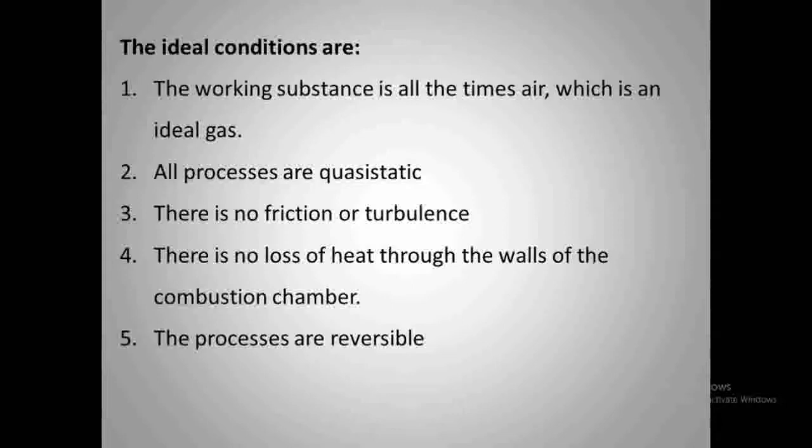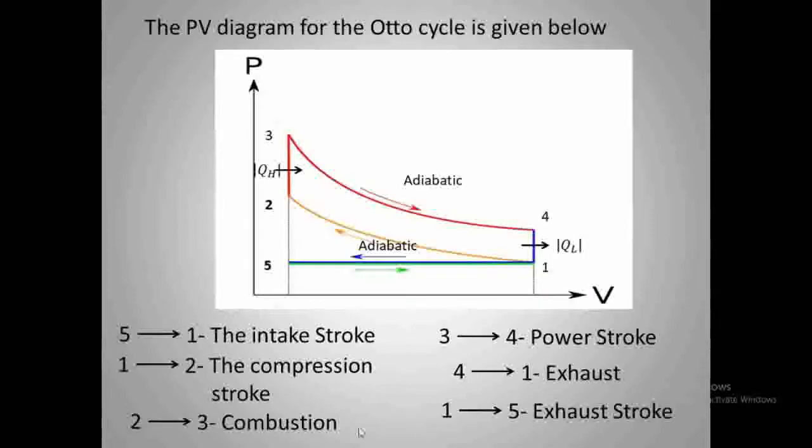What the efficiency depends on, everything we can calculate. So in order to calculate the heat transfer during the processes and the total work done during the processes, we have to draw the PV diagram for a gasoline engine, or for an Otto cycle. So here, this is the PV diagram for an Otto cycle.